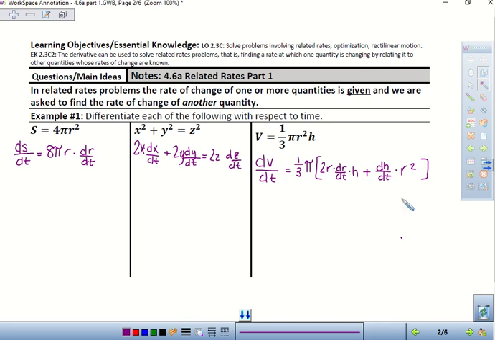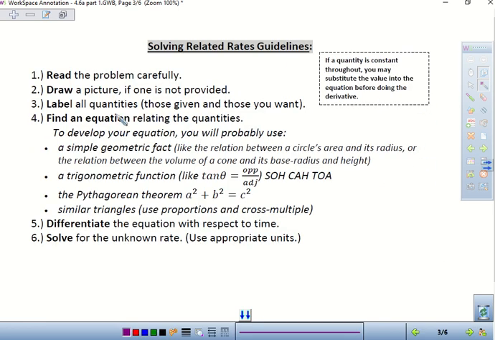Okay. Now here's the good news with some of these problems. Sometimes if a rate is constant, you can actually plug it in before taking the derivative and then you have one less variable to worry about. So we'll talk about when that comes up. So these right here are going to be your guidelines and steps to related rates problems. You're going to see these on almost all the notes throughout. I just put them on there to refresh your memory.